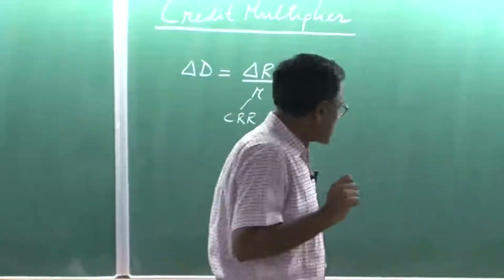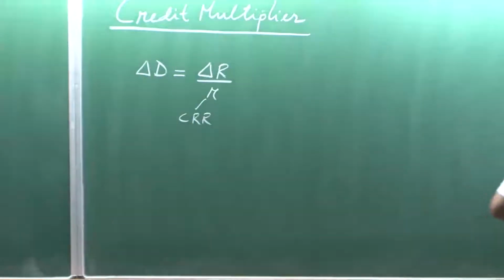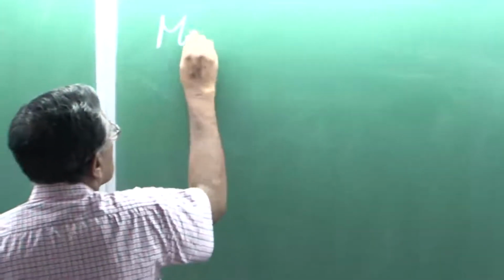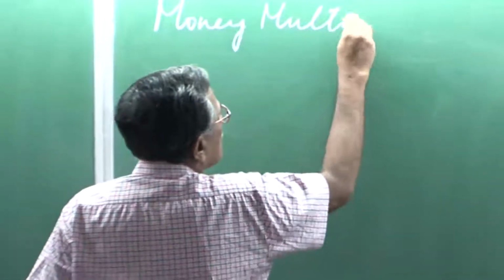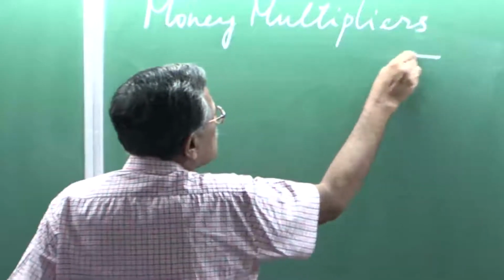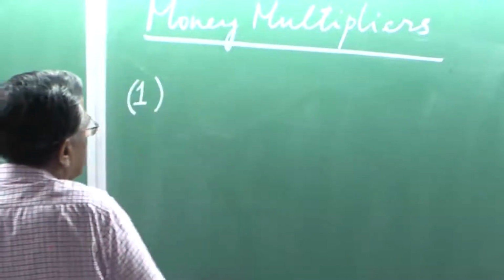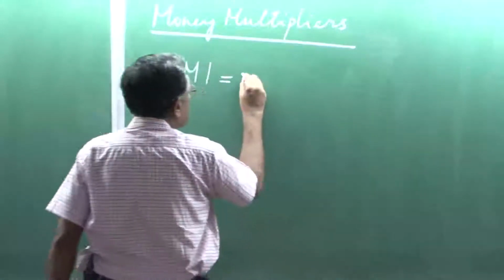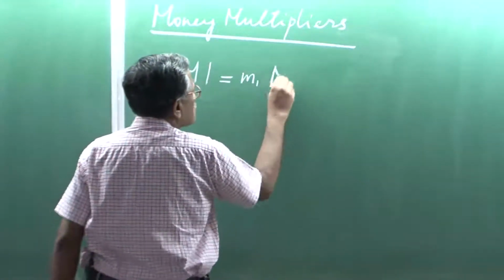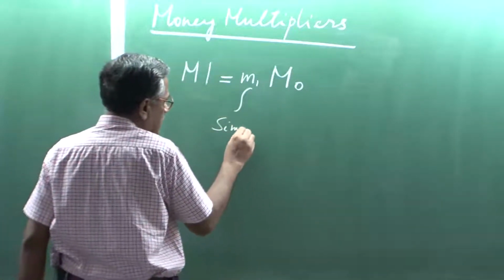These are called money multipliers. This is very simplistic, oversimplified. So, we will talk about money multipliers now. Essentially, I will talk about two money multipliers. One, the relationship between M1 and M0, call that small m1 times M0. This small m1 is the simple money multiplier.